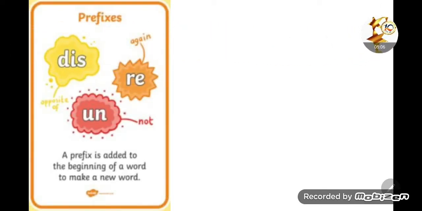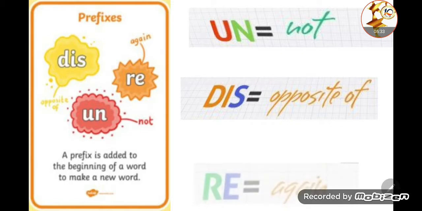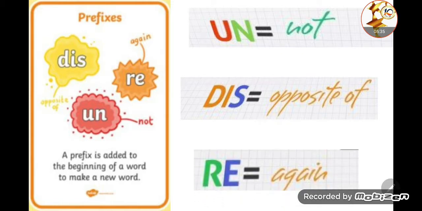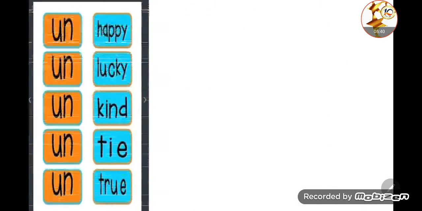So in prefixes we are going to talk about 3 prefixes, required from us from unit 1 and unit 2. dis means opposite of. re means again. un means not, it indicates negation. Okay. For example, I put the meanings here so you can write them in your notebook: un, not; dis, opposite of; re, again. Okay, let's take a look at some examples.